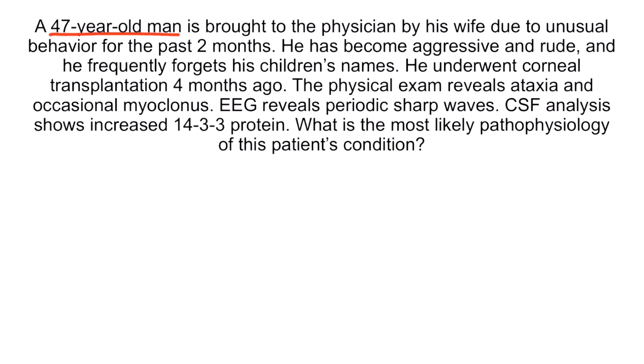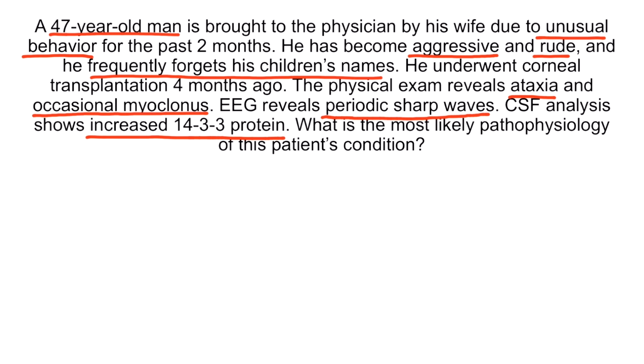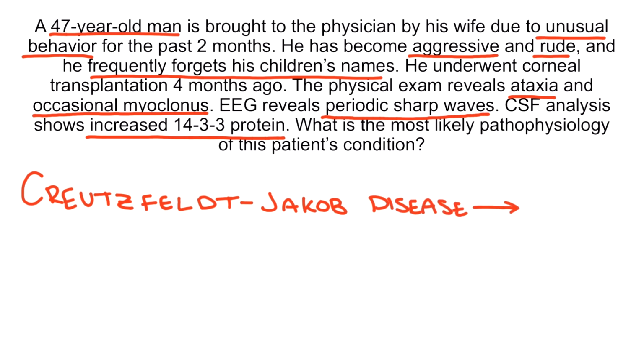This young patient presents with unusual behavior and memory impairment for 2 months. He has become aggressive and rude and frequently forgets his children's names. The physical exam reveals ataxia and occasional myoclonus. EEG reveals periodic sharp waves. CSF analysis shows increased 14-3-3 protein. All these clues suggest a diagnosis of iatrogenic Creutzfeldt-Jakob disease, which is a prion disease. The patient likely got Creutzfeldt-Jakob disease from his corneal transplantation surgery.